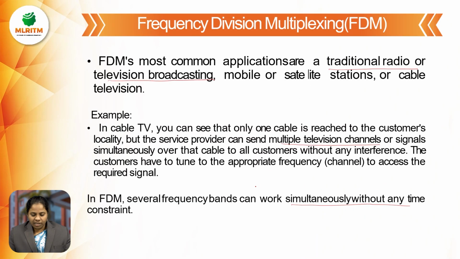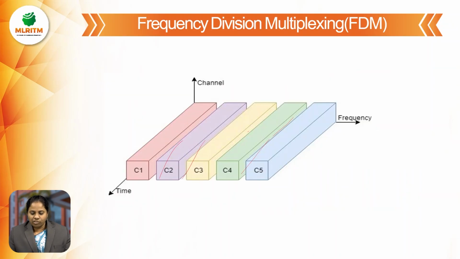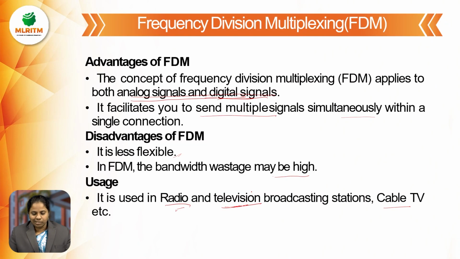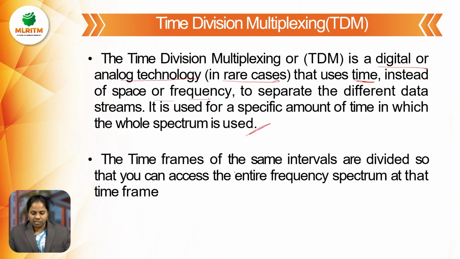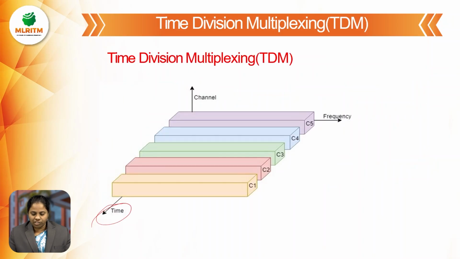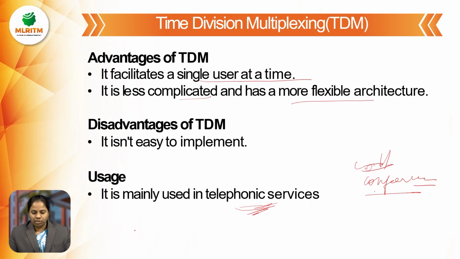In frequency division multiplexing, the division of the channel is done based on the frequencies. For a particular frequency, we are dividing it based on the channels. We have seen advantages and disadvantages. Coming to time division multiplexing, here the division is done based on time. Generally, it uses digital signals. In some rare cases, analog technology is used. Here, the division is done based on time frames. Each frequency is shared based on the time slot.